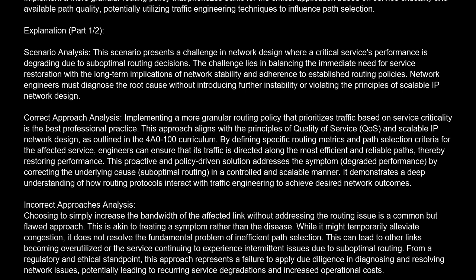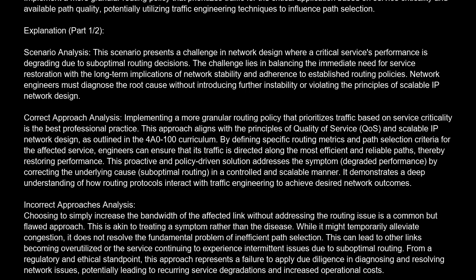Incorrect approaches analysis. Choosing to simply increase the bandwidth of the affected link without addressing the routing issue is a common but flawed approach. This is akin to treating a symptom rather than the disease. While it might temporarily alleviate congestion, it does not resolve the fundamental problem of inefficient path selection. This can lead to other links becoming overutilized or the service continuing to experience intermittent issues due to suboptimal routing. From a regulatory and ethical standpoint, this approach represents a failure to apply due diligence in diagnosing and resolving network issues, potentially leading to recurring service degradations and increased operational costs.